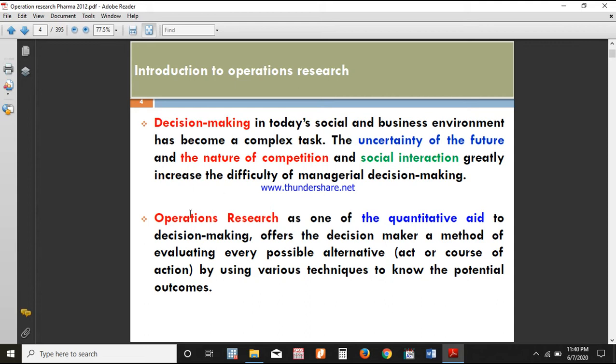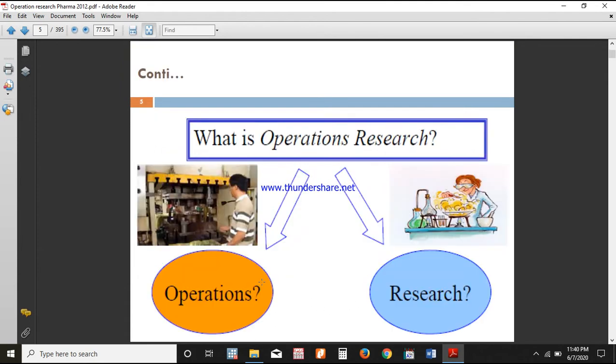To start with the first issue, operations research is a quantitative technique that can help managers make decisions while facing different kinds of business problems in their business enterprises. In today's social and business environment, decision-making becomes a complex task.